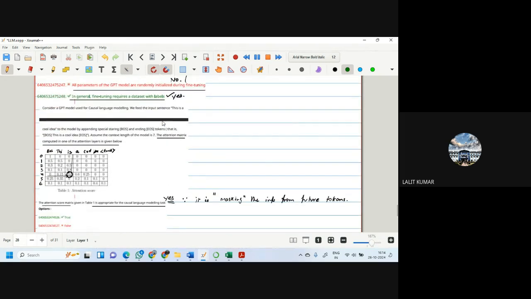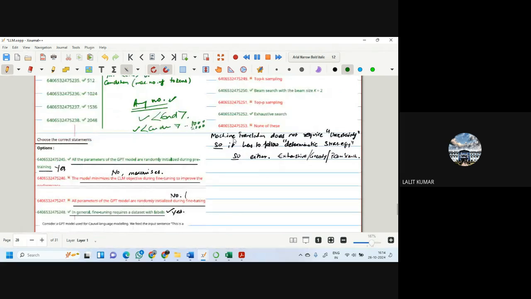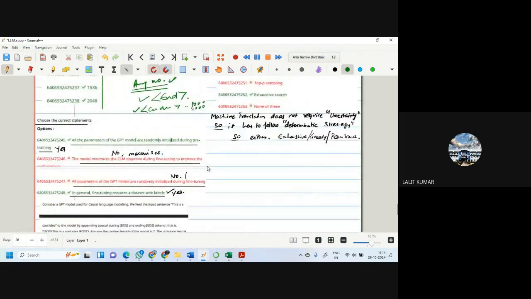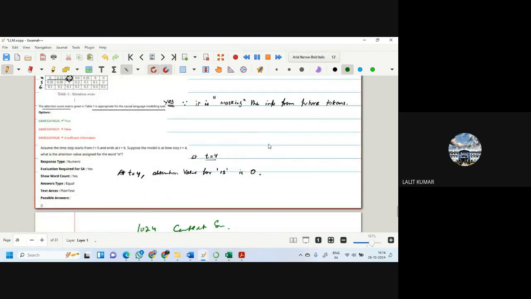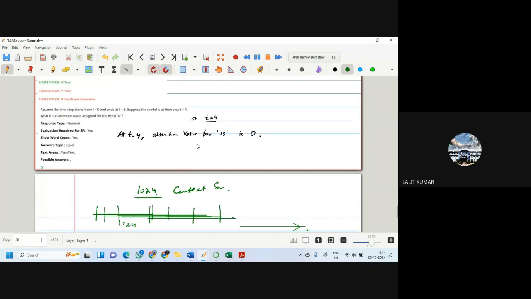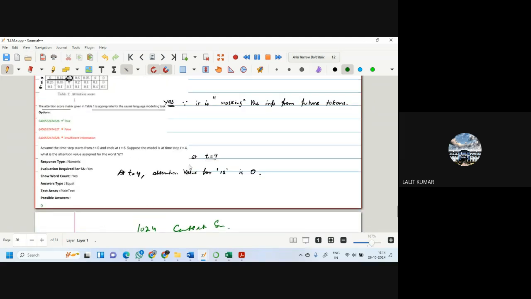I'll share this document with all of you. I've given some explanations also on this. This sliding concept I got from GPT, and Dr. Ganesh had covered how it happens in the WhatsApp group.